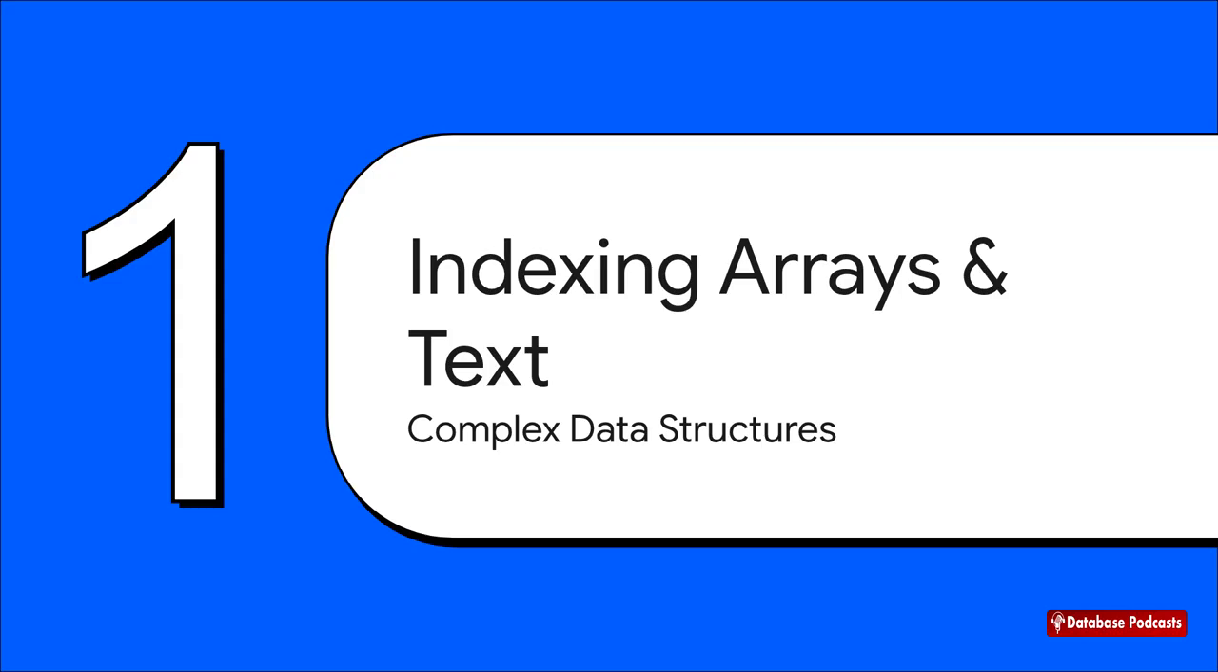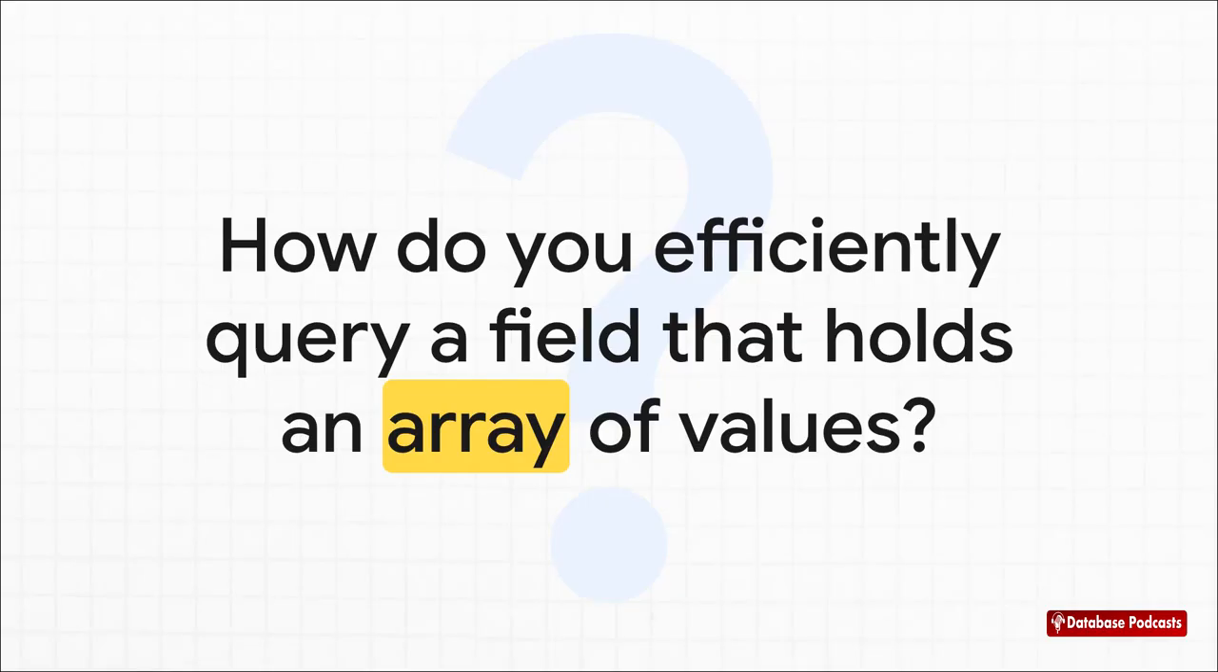First up, let's talk about a couple of data structures that can be a real headache to query efficiently. I'm talking about arrays and big chunks of text. So this is a classic problem, right? You've got a document and it has a field with an array of values. Maybe it's product tags or user hobbies. So if you've got a field like tags, MongoDB, database, how in the world do you find every single document that's tagged with MongoDB without scanning the whole collection? That'd be way too slow.